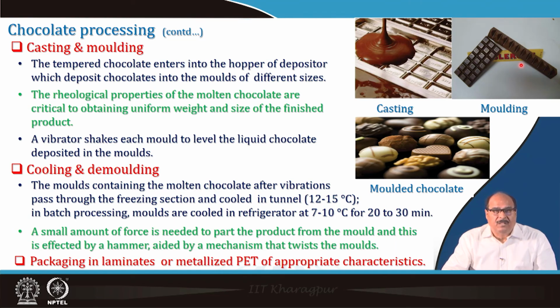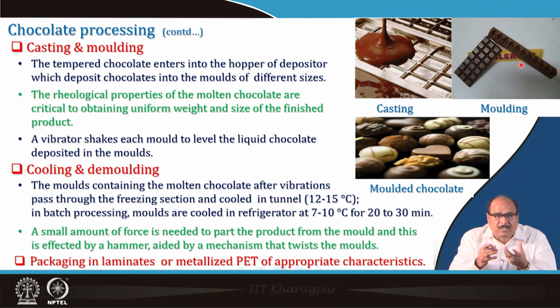shakes each mold to level the liquid chocolate deposited in the mold, and then the molds containing the molten chocolates after vibration pass through the freezing section, and they are cooled in a tunnel freezer at a temperature of 12 to 15 degrees Celsius. In batch processing, the molds are cooled in a refrigerator maintained at around 7 to 10 degrees Celsius for 20 to 30 minutes.